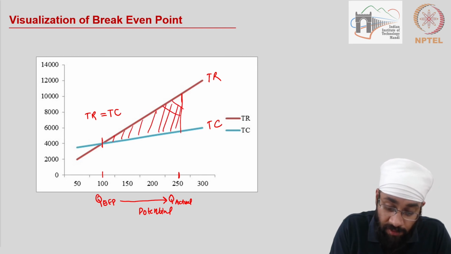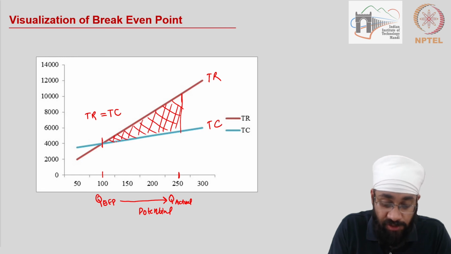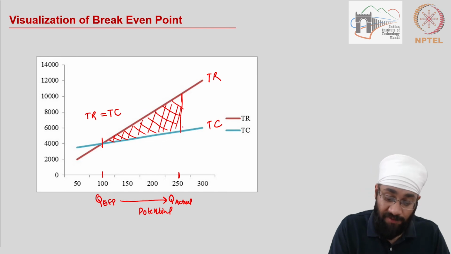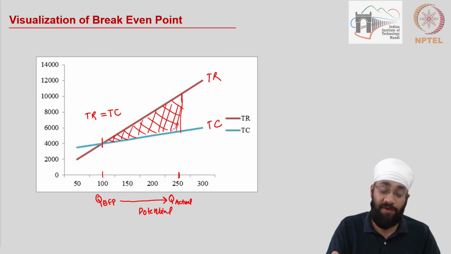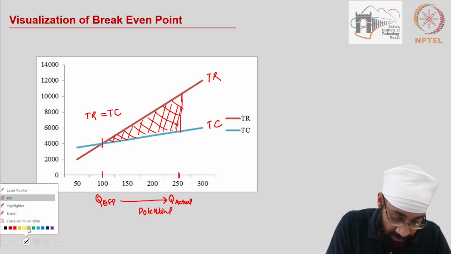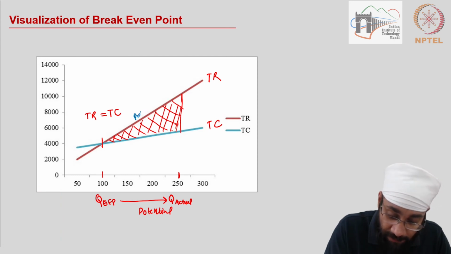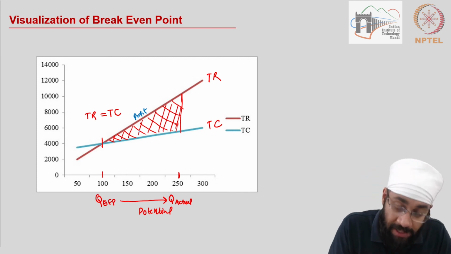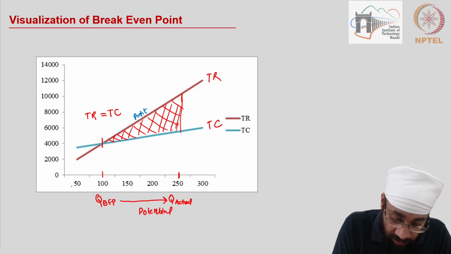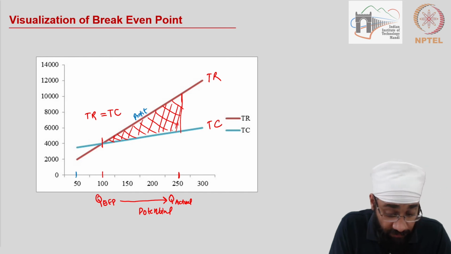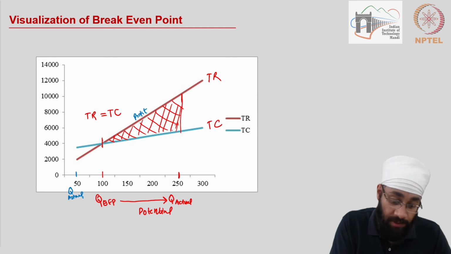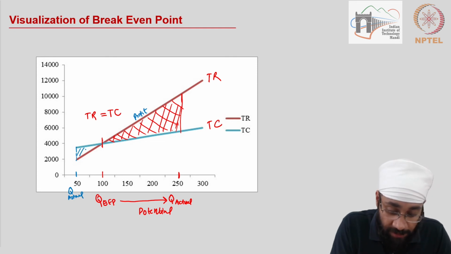If you're mathematically inclined to think about such things, then this is the area. If you figure out the area of this triangle, that gives you the profit. So let me write profit. This is the profit. The area of this triangle represents the profit earned. Similarly, if you are operating on the other side, let's say you're operating at 50 units, this is the Q, which is actually the actual level of operations, then this represents the loss that you're making.